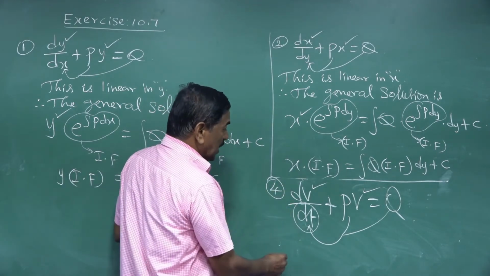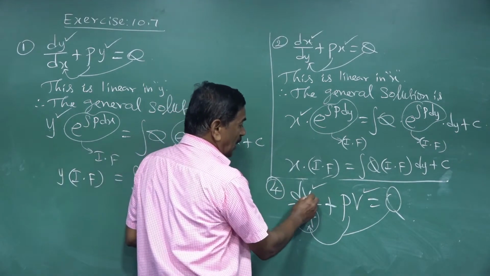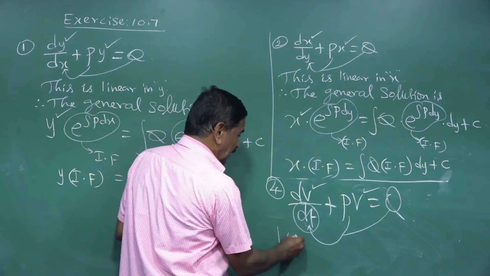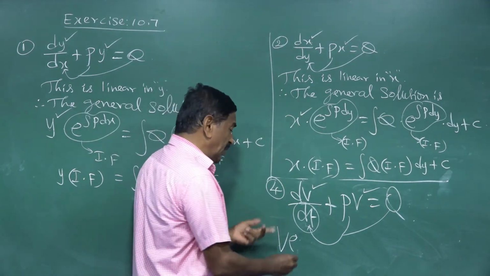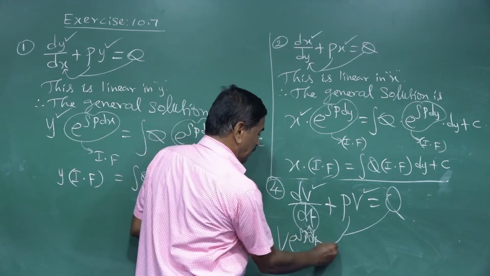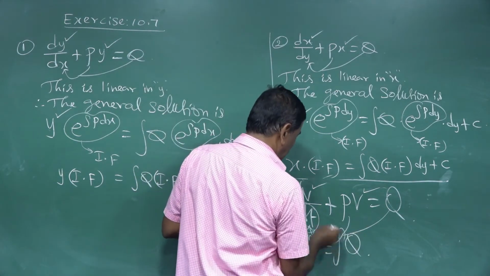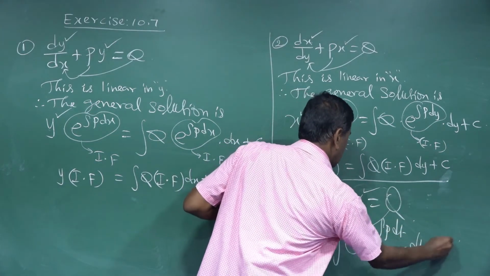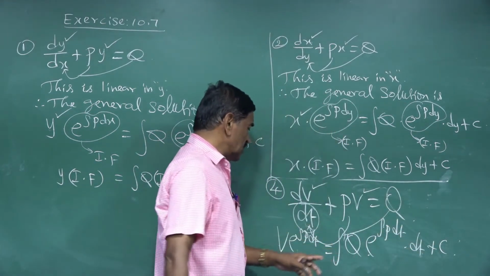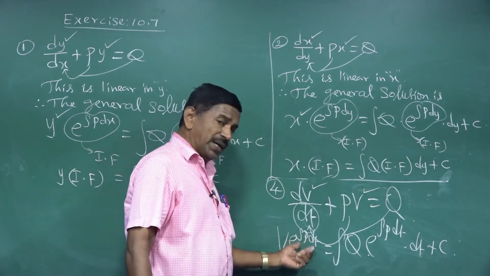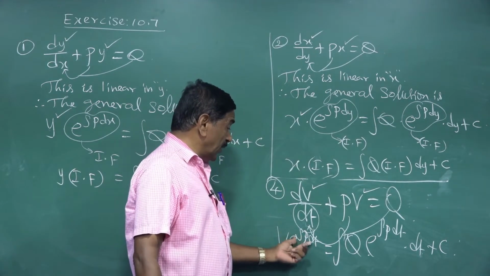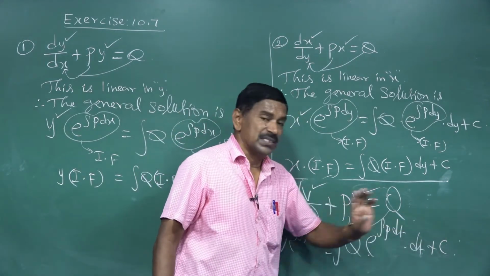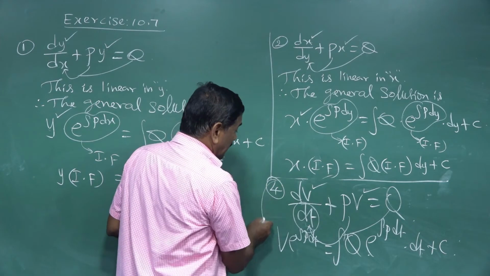Therefore, the general solution is: here the differential of v, therefore starting with the v. v into e power integral p dt is equal to integral q into the same e power integral p dt into dt plus a constant c. Then as usual e power integral p dt is the integrating factor, that is v into integrating factor is equal to integral q into integrating factor into dt plus c. So this method is like this.